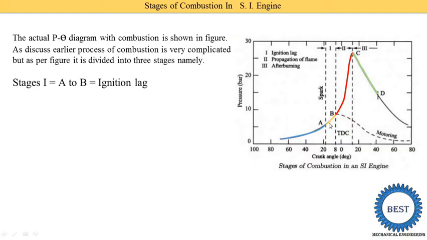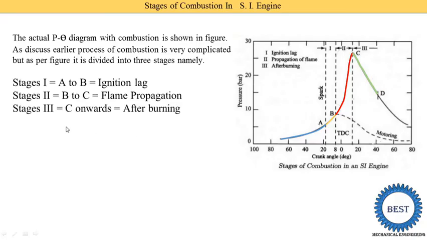It is known as the ignition lag, and point A is the sparking point. So at point A the spark occurs inside the engine, and A to B is the ignition lag period. Stage 2 is B to C, flame propagation. This red region, B to C, is known as the flame propagation. Then stage 3, from point C onward, this complete region is known as the afterburning. Afterburning takes place only in the C to D process.